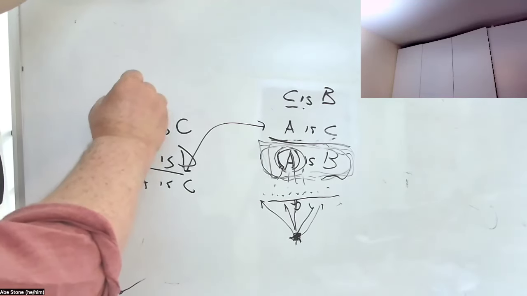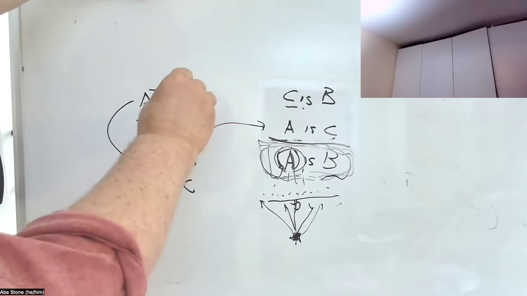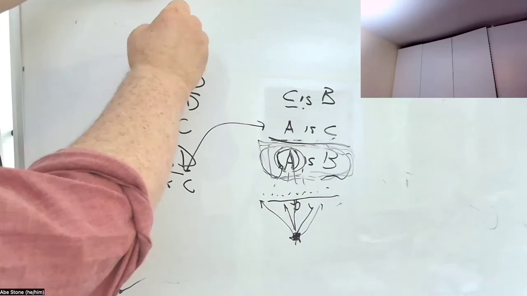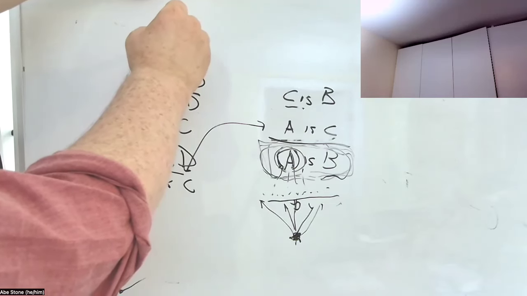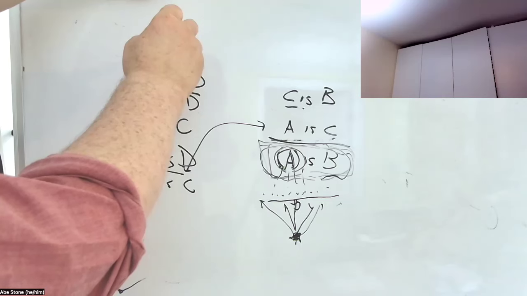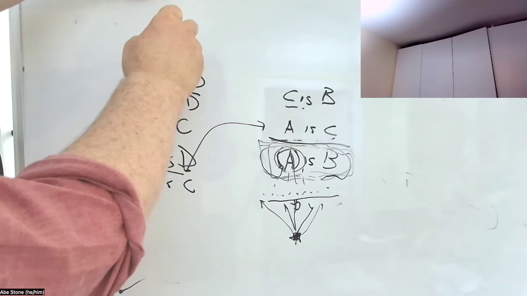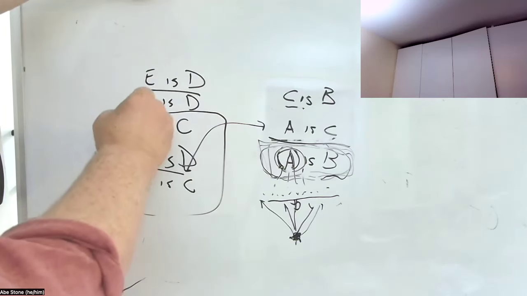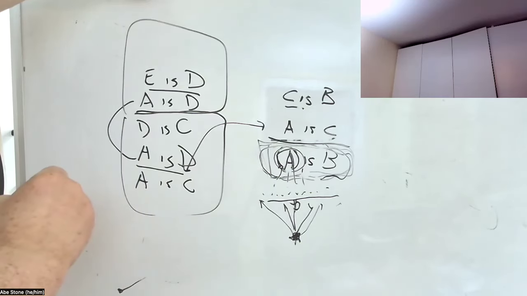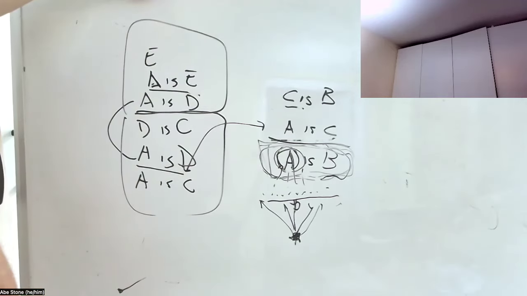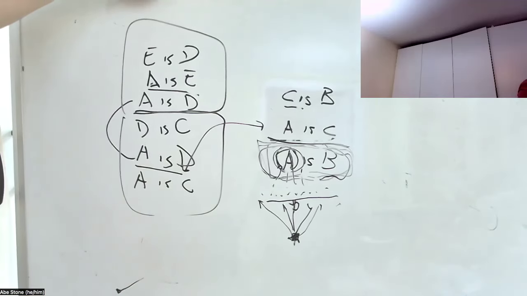And then you do the same thing. So you have another syllogism where the conclusion is A is D. Right? And then the minor premise is going to be E is D. And the major premise is going to be... No, sorry. Minor premise is going to be A is E. And the major premise is going to be E is D, and so forth, right? And you just keep going back.